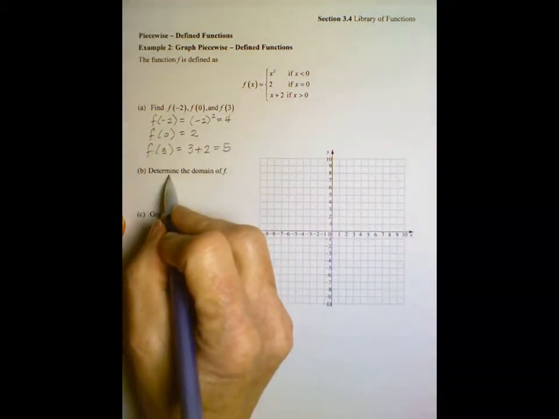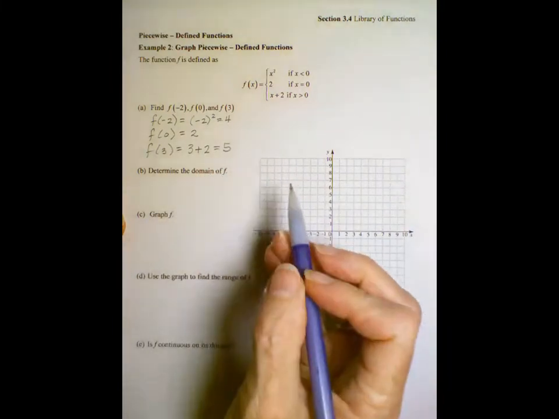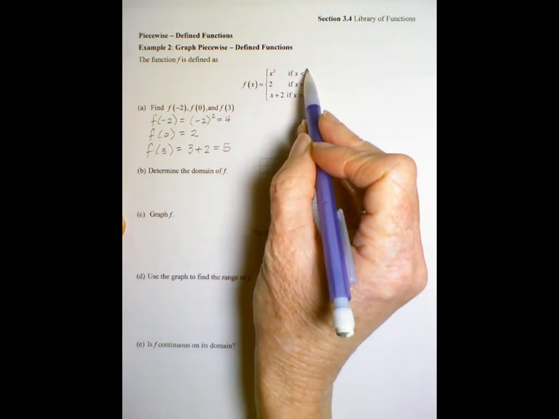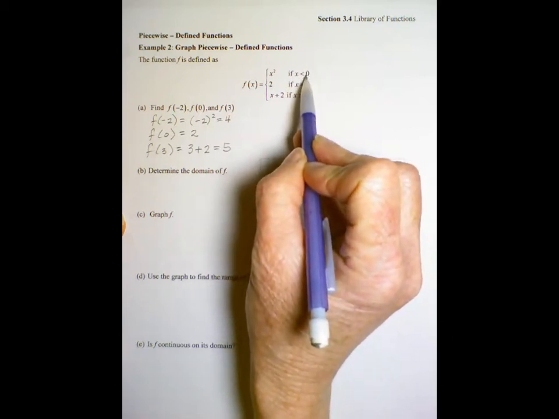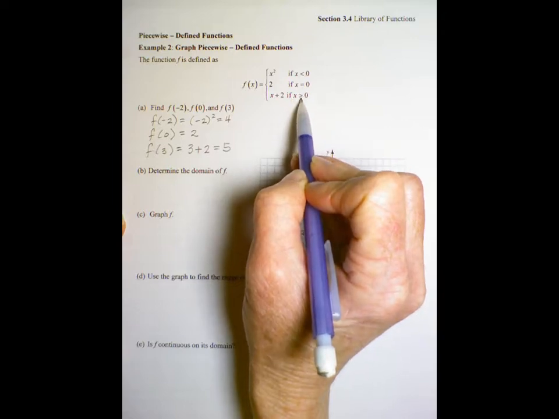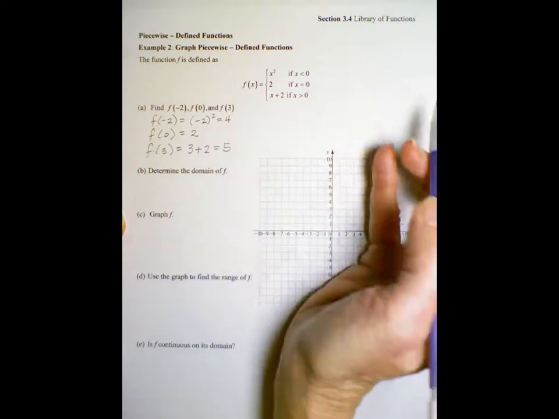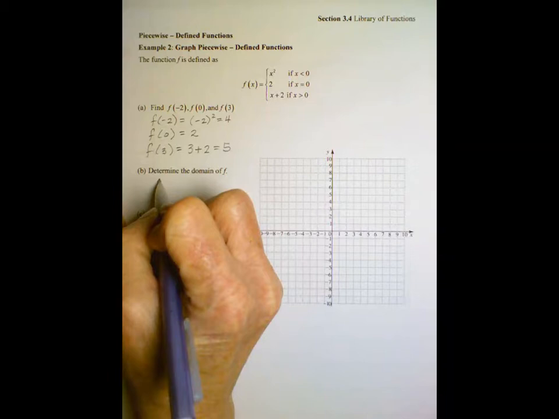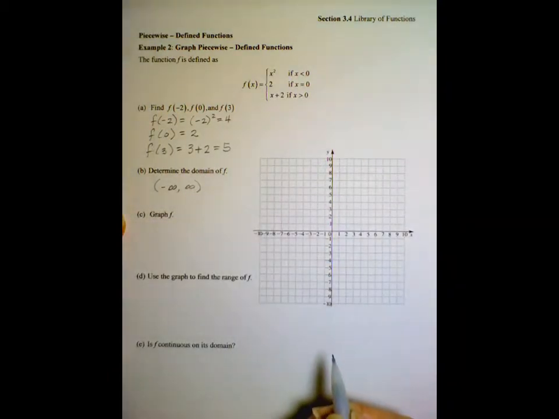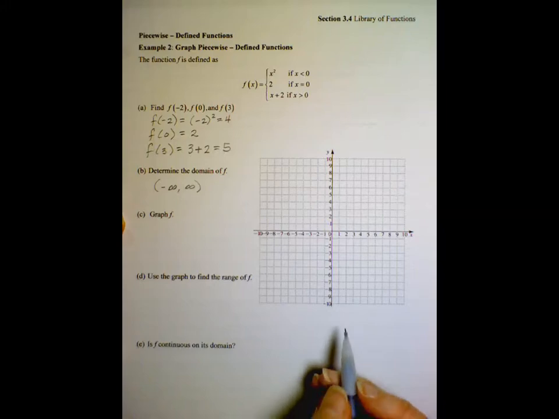Okay, now we want to determine the domain of f. I think the easiest way to do that is just to come up here and look at what values of x we're using. We're using x less than 0, equal to 0, and greater than 0. So that covers all real numbers, doesn't it? There's nothing left out. All real numbers. Now let's graph this.